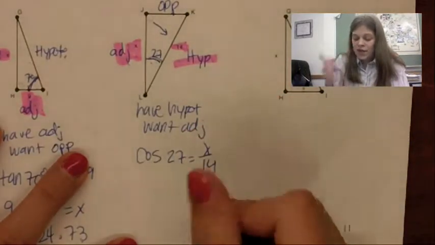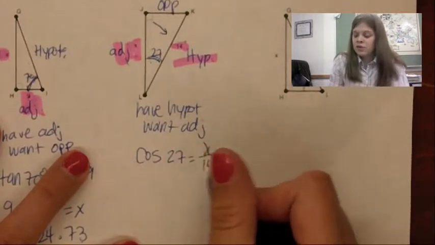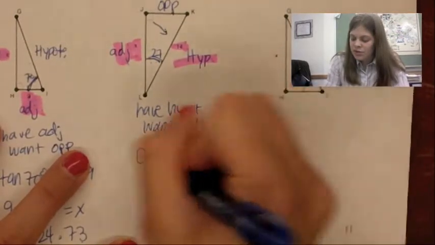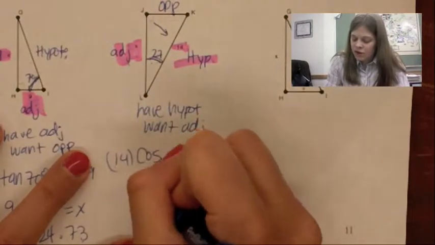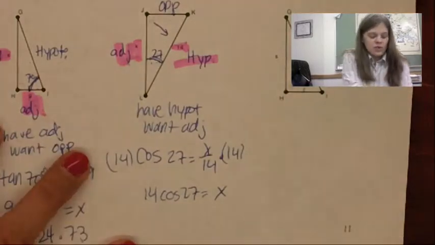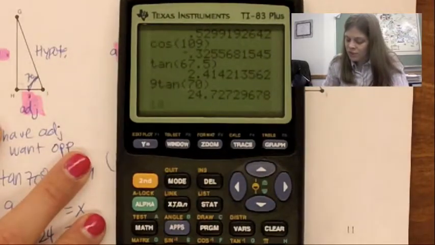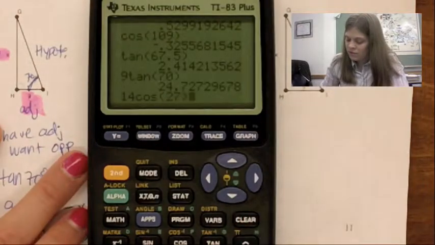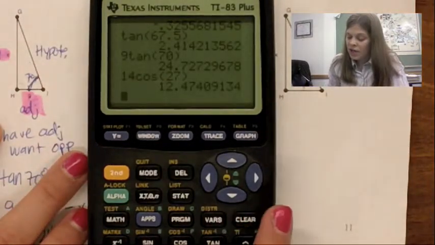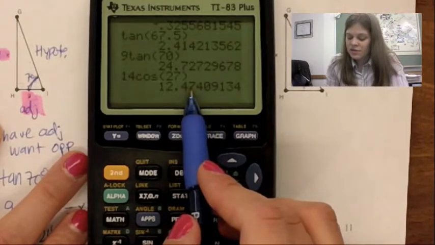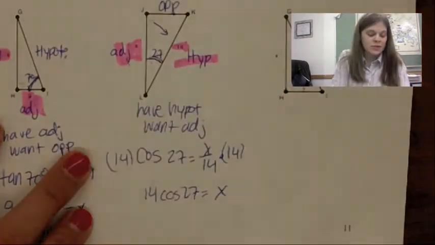So to get the x by itself, I need to get rid of dividing, so I need to multiply. So I multiply both sides by 14. So I have 14 cosine 27 equals x. So I put this in my calculator, 14 cosine 27, and I get 12.47. Since the next number is 4, it's less than 5, so I'm going to keep the 7 as it is, so 12.47.